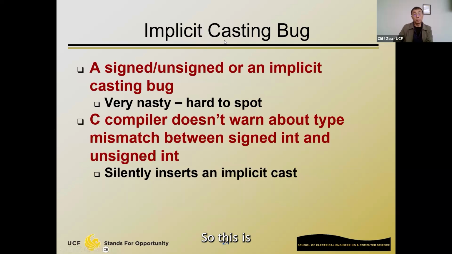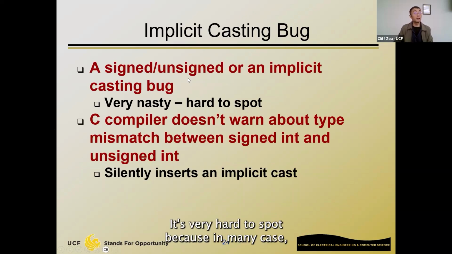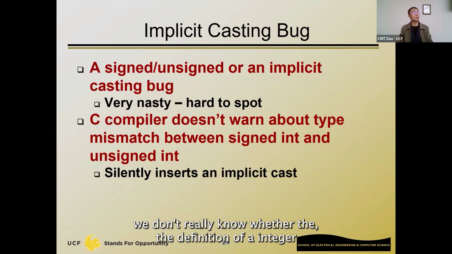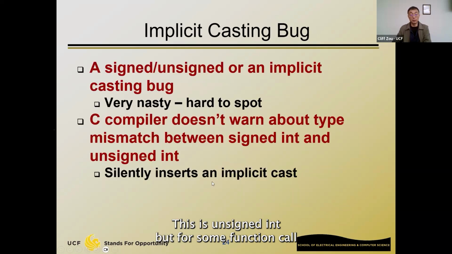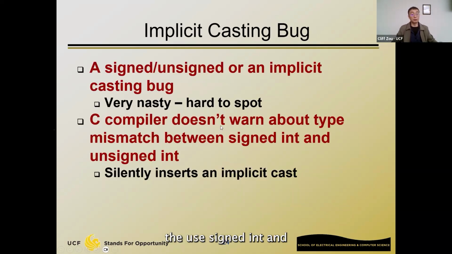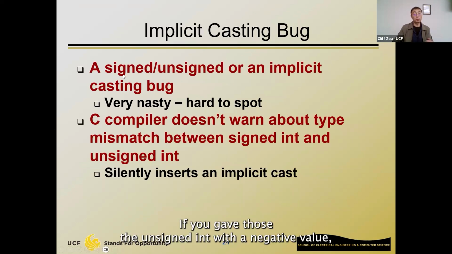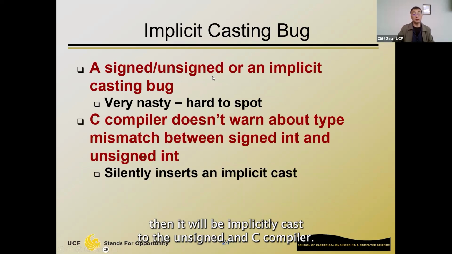So this is one implicit integer casting bug in the C language. It's very hard to spot because in many cases, we don't really know whether the definition of an integer in a function call is signed int or unsigned int. This one is unsigned int, but for some function calls, they use signed int. And if you give those unsigned int parameters a negative value, then it will be implicitly cast to unsigned.